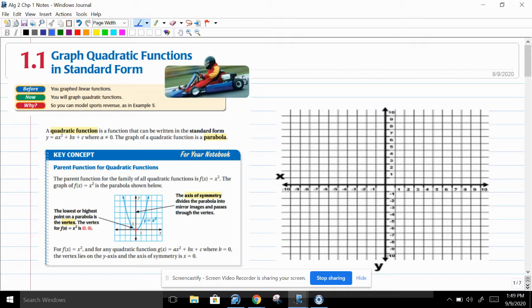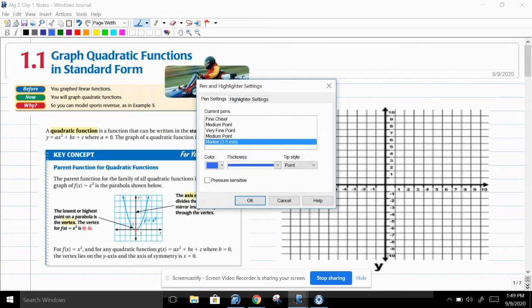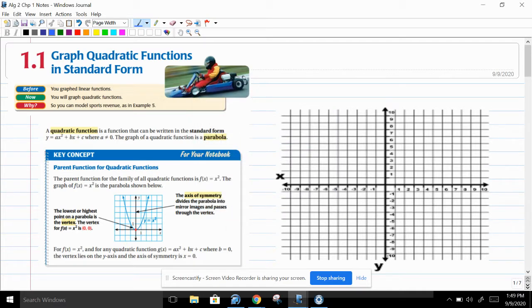Okay, definition number 1, guys, you see there, a quadratic function. So first things first, a quadratic function is a function that can be written in standard form: y equals ax squared plus bx plus c, where a is not equal to 0. Let me just explain that real quick, guys.